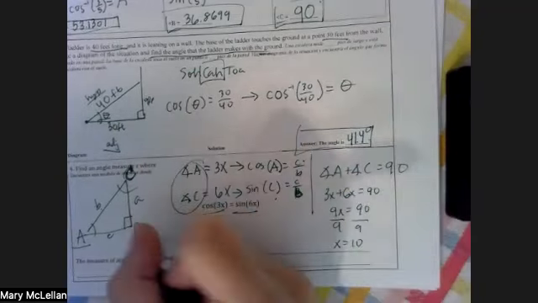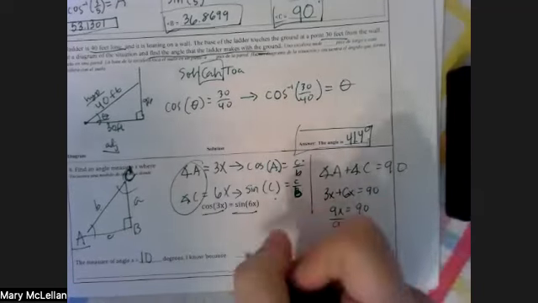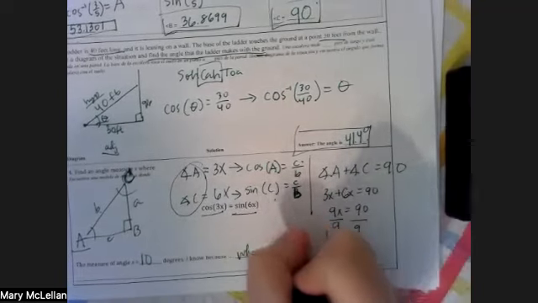The measure of angle x must be 10 degrees. And I know because when sine and cosine are equivalent, their angles are complementary, meaning they add to 90 degrees, period.